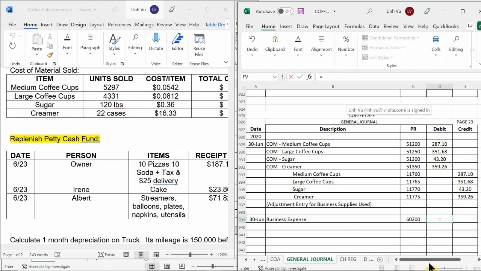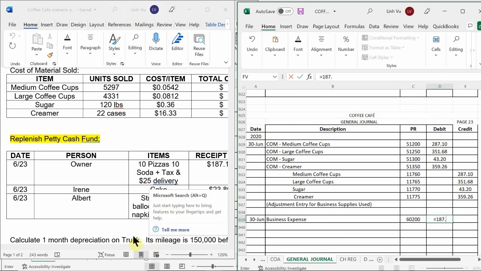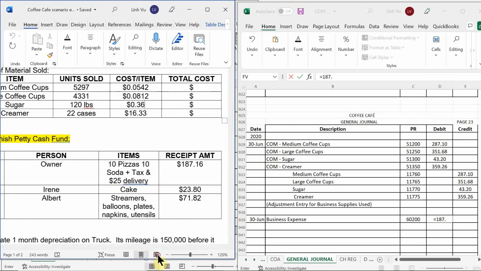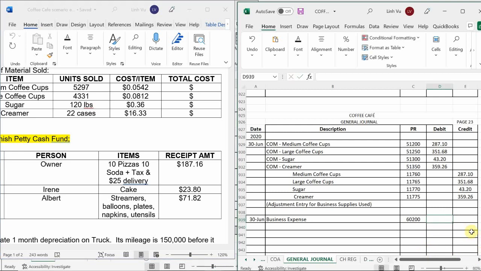Okay, now how much did I actually rack up? In this case, it cost me $187.16 for the pizza. It also cost me $23.80 for the cake. It also cost me $71.82 for the party decorations and supplies. So in this case, I racked up a grand total of $282.78 of business expenses, right?